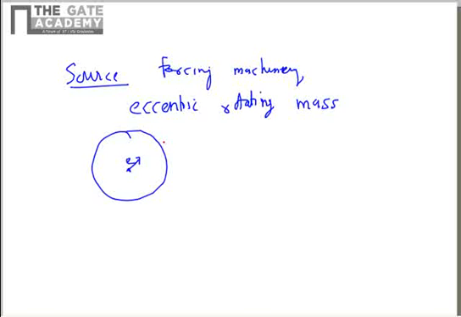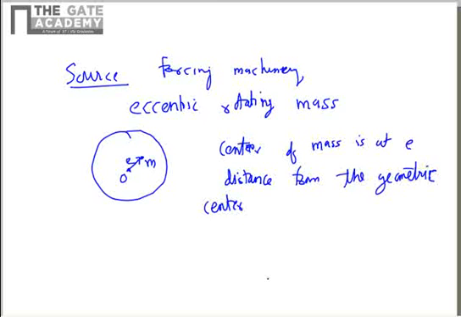So if the center of mass of the body, the rotating mass, is at a distance e from the geometric center, then the centrifugal force due to this mass will be equal to m e omega square. The centrifugal force is m r omega square. So the force will be equal to m e omega square.